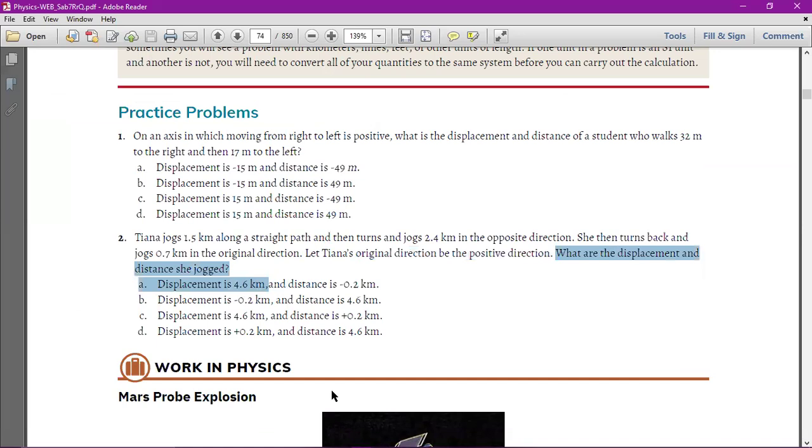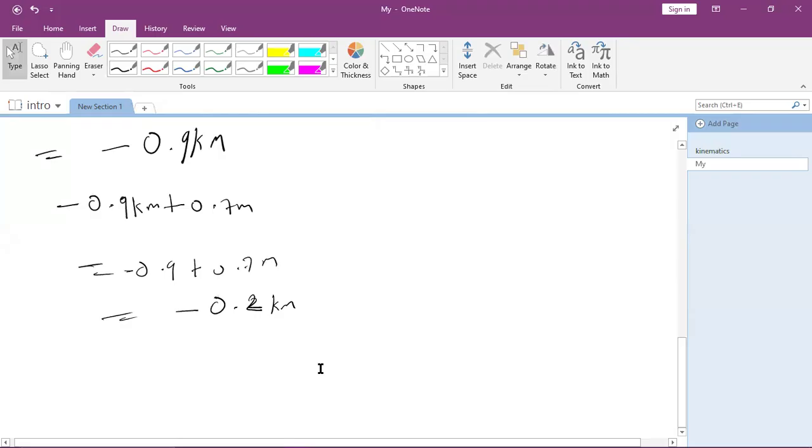First of all, what is distance? Distance is 0.2. Okay, wait. First of all, what is displacement? This is quite straightforward. Displacement is 0.2 kilometer west, because from the calculation we have minus. If there was no minus, it would have been east. Do you understand? Good.